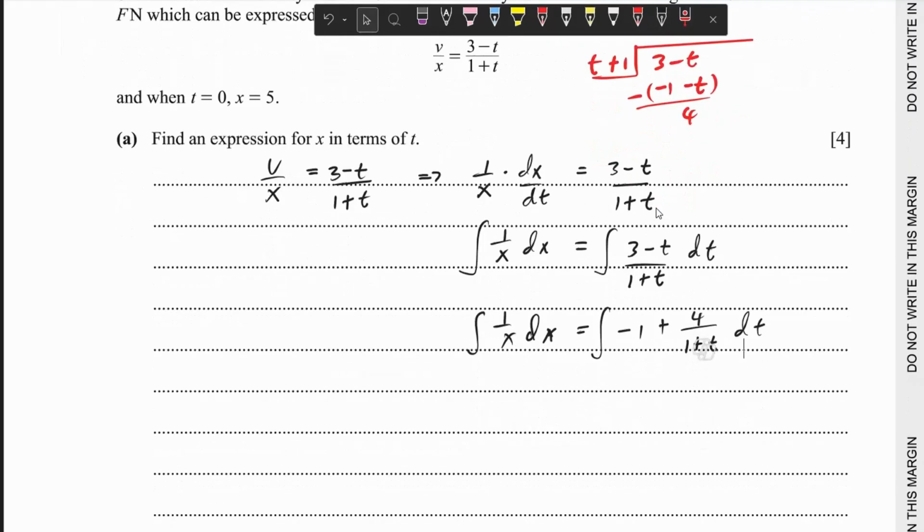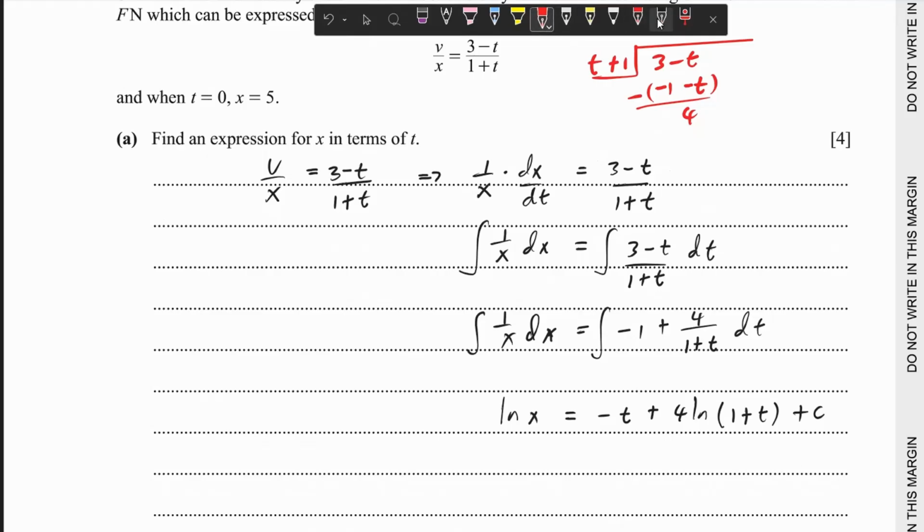So we can now integrate. The left side gives us ln x, and on the right side we get minus t, and integrating this part should give us 4 ln of 1 plus t, and that's plus c.